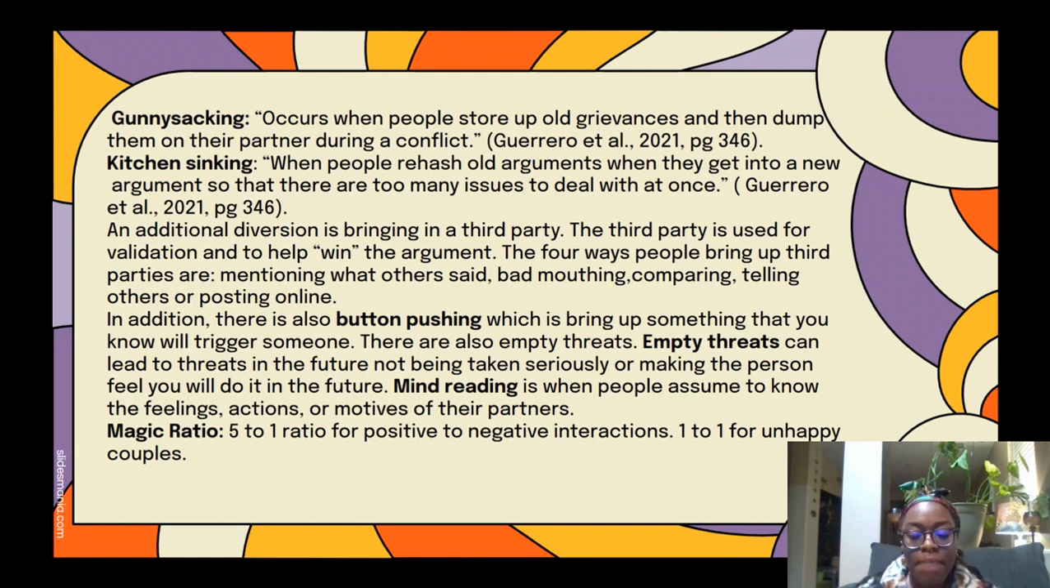And then there is comparing, which would be me comparing my partner to someone else, which I feel like happens quite a bit, especially with parents, because I see a lot of times parents will compare their children to someone else's kids that they see online or their friends, something like that. And then the fourth and final one is telling others or posting online.